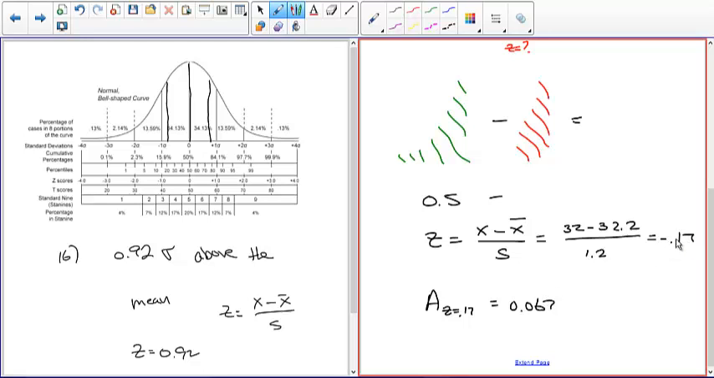Yeah, what I did, I rounded up. It was negative 0.16666, so I rounded up to 0.17. So you get 0.067. So 0.5 minus 0.067 is 0.433, or 43%. That would not be good, okay?